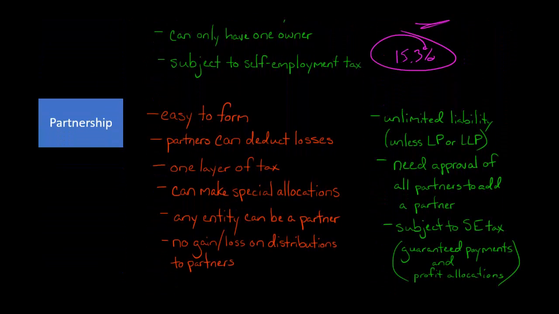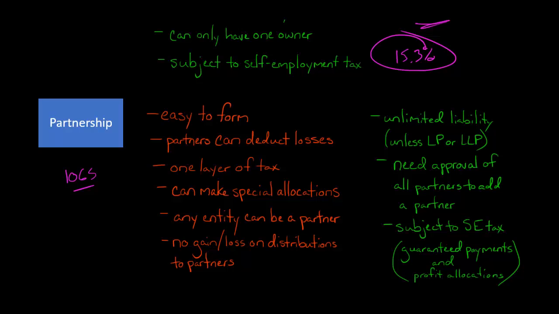Now, a partnership is also easy to form like a sole proprietorship, in that you're not incorporating, you're not creating an LLC. You just have two or more persons agree to form a business and you have a partnership. Now, you should draft a partnership agreement though. Now, partners can deduct the losses of the partnership. So that's similar to a sole proprietorship. Now, there's also one layer of tax. Even though the partnership files Form 1065 for its partnership tax return, basically the profit or loss of the partnership flows through to the partners and they are taxed. So you only have one layer of tax.